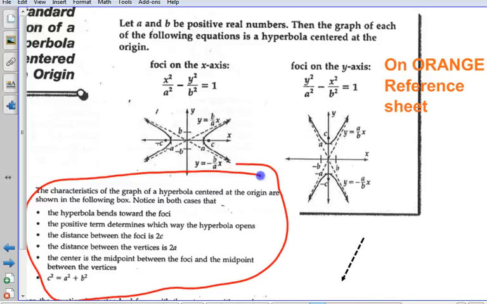The center is the midpoint between the foci or the midpoint between the vertices. And to find c, we would do c squared equals a squared plus b squared. Right, all those properties make sense?